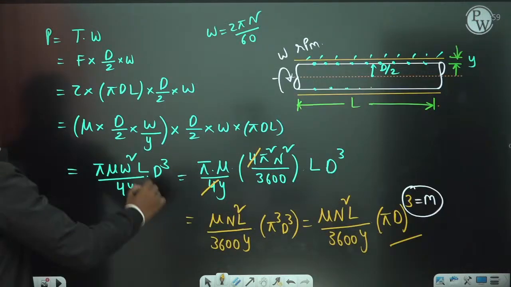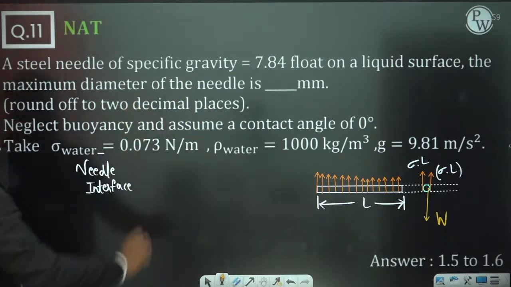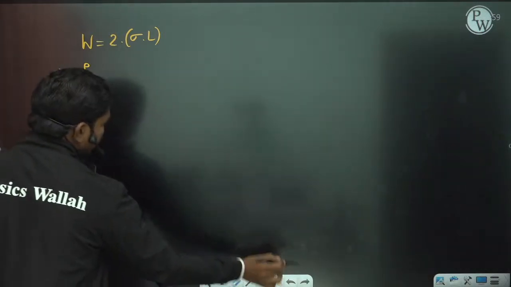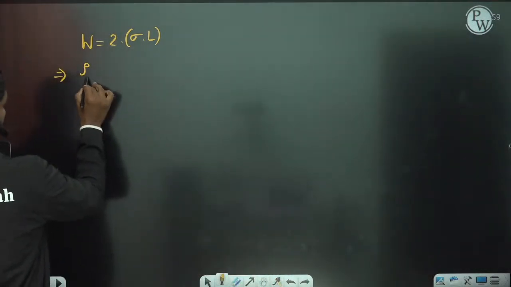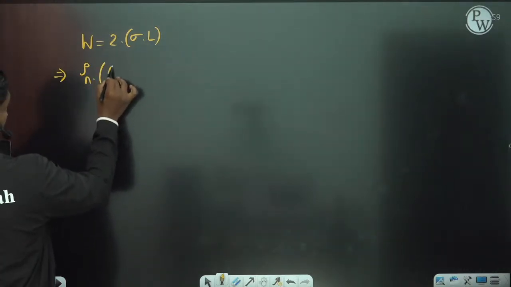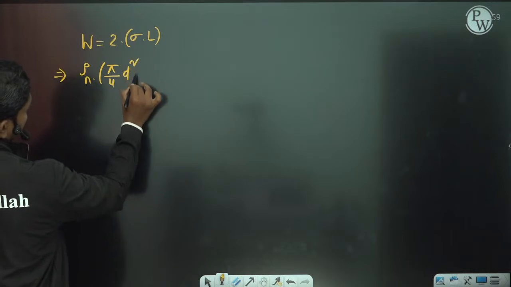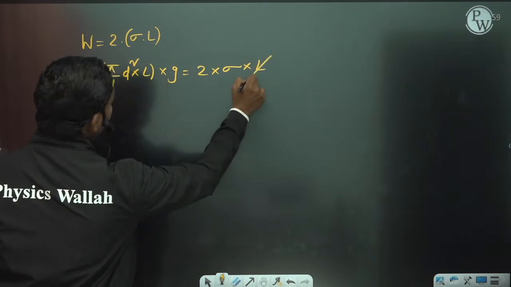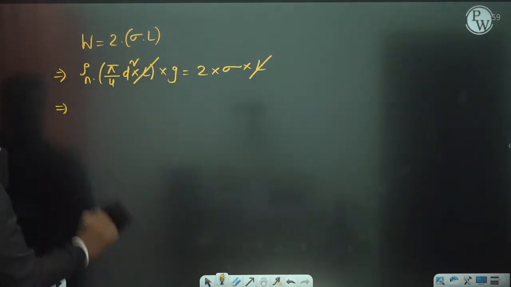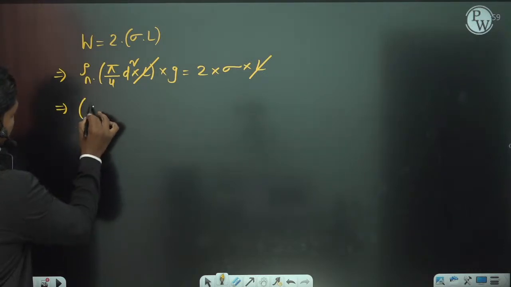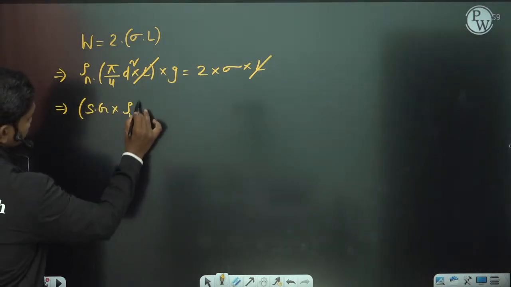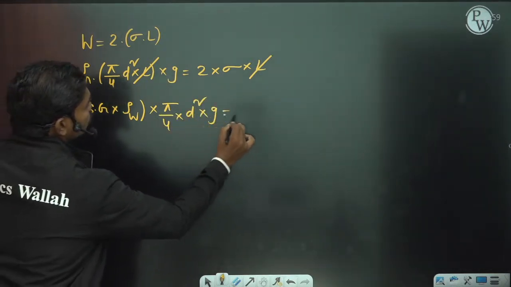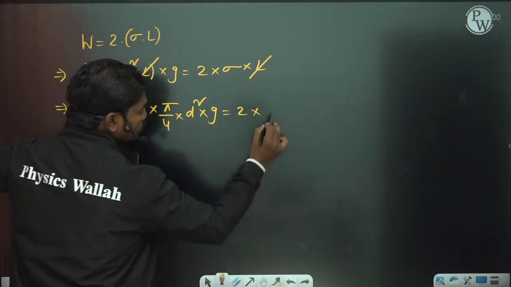So what is the weight of the needle? What are they asking you? A needle of specific gravity is given, and we need the maximum diameter of the needle. So let us see, weight can be written as density of the needle into volume, pi by 4 d square L, into g. This is equal to 2 times sigma into L. So L and L get cancelled. So specific gravity of the needle into density of water into pi by 4 d square into g is equal to 2 times sigma.